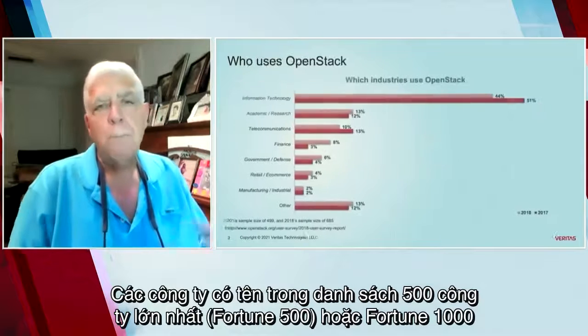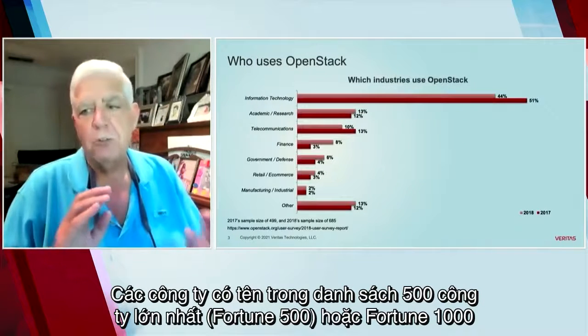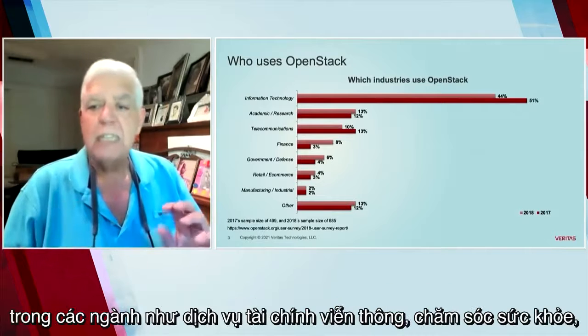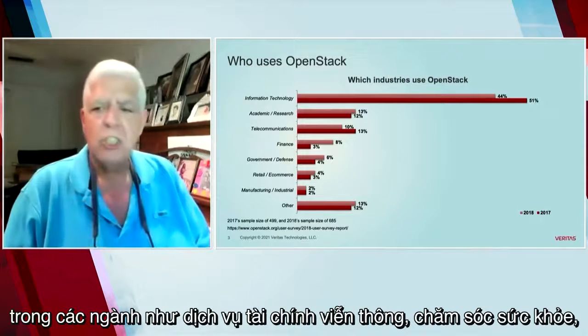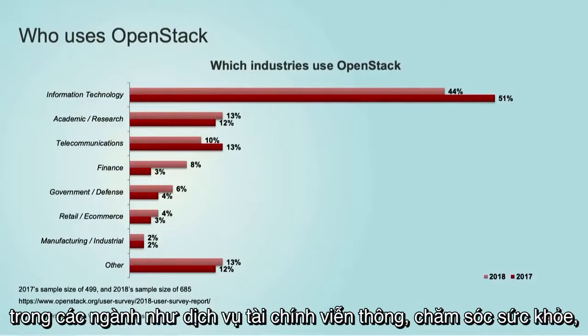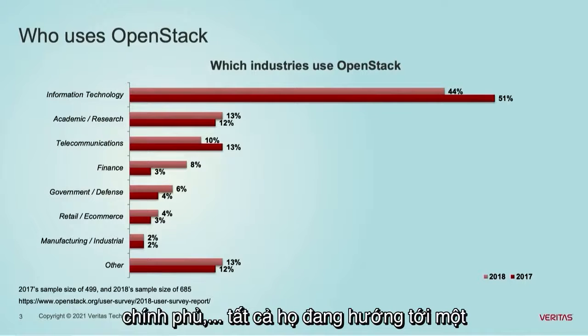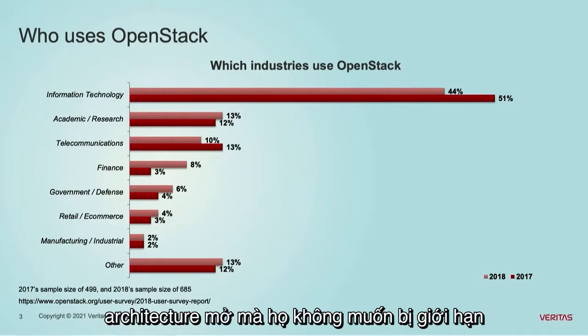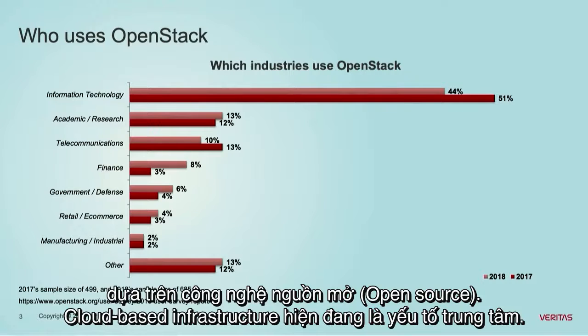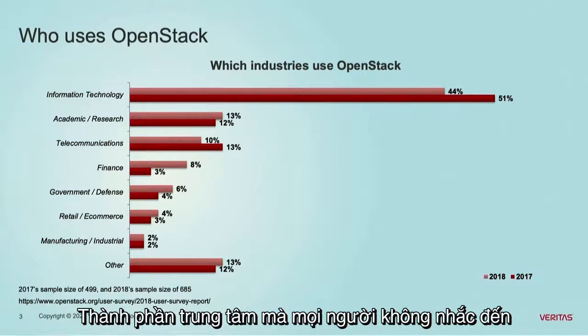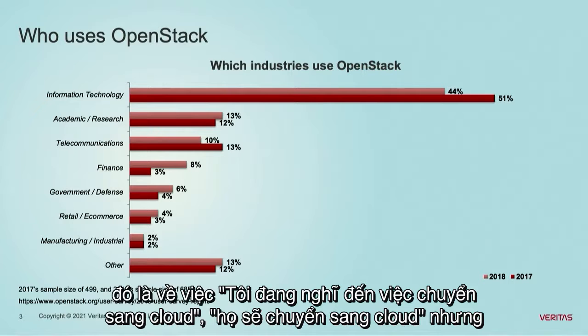Companies spanning the Fortune 500 or the Fortune 1000, in industries such as telecommunications, financial services, healthcare, and government, are all moving towards a more open architecture. They don't want to get locked in, so they're based on open source technologies. Cloud-based infrastructures are now a central component. People don't talk about, I'm thinking of going to the cloud. They are going to the cloud.